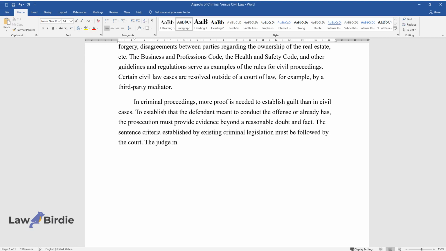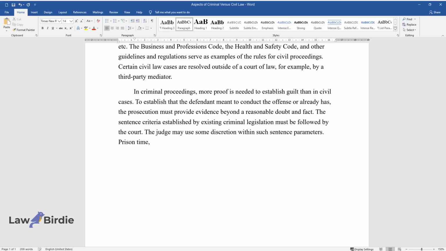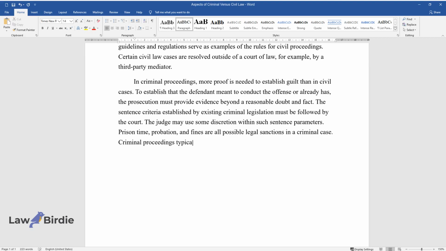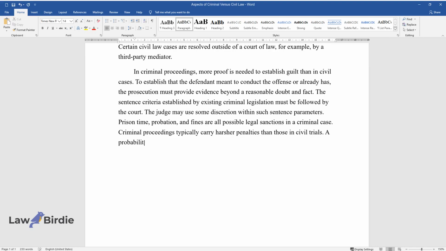The judge may use some discretion within such sentence parameters. Prison time, probation, and fines are all possible legal sanctions in a criminal case. Criminal proceedings typically carry harsher penalties than those in civil trials. A probability balance can be employed to resolve civil cases.